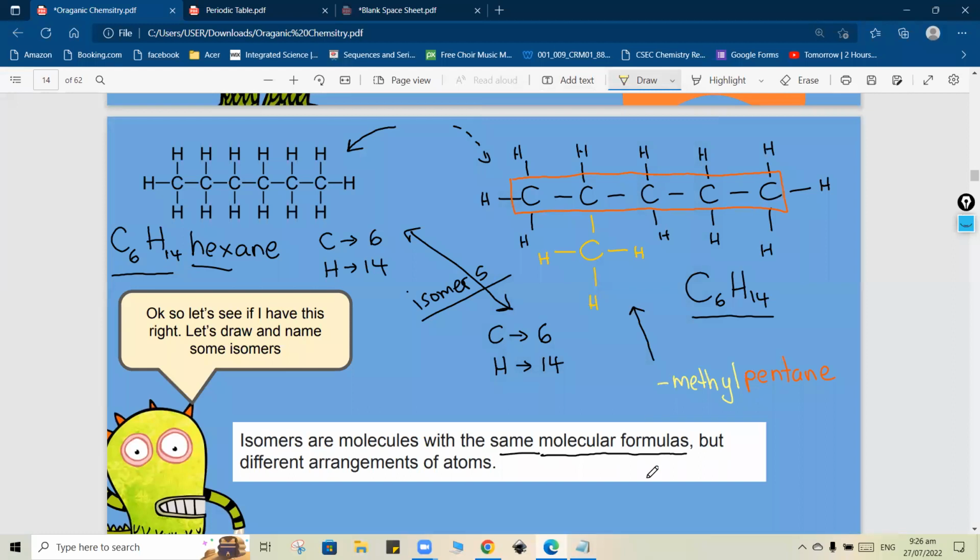And where does the branch occur? Some of you all put 1 by mistake. Remember, to reach this branch, the shortest path is from the left-hand side. Which carbon is the branch connected to? Not the first one, but the second one. So it's supposed to be 2. Some of you all put 1 by mistake.